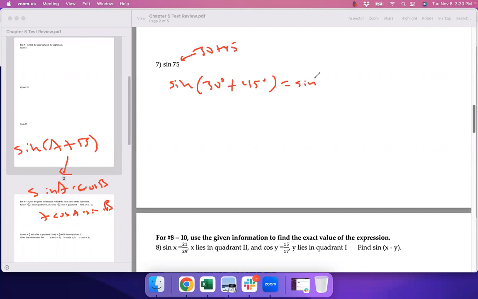So you have sine 30 degrees times cosine 45 degrees plus cosine 30 degrees times sine 45 degrees. Well, that's going to be half times root 2 over 2, plus root 3 over 2 times root 2 over 2. So we actually get the same result as we did for number 5. Root 2 plus root 6 all over 4.